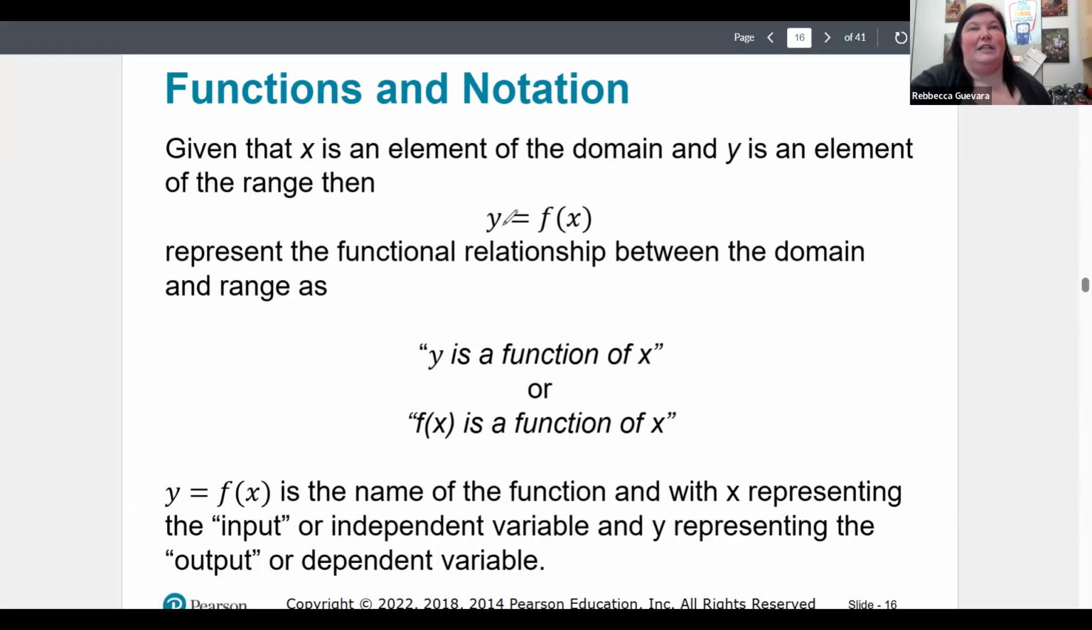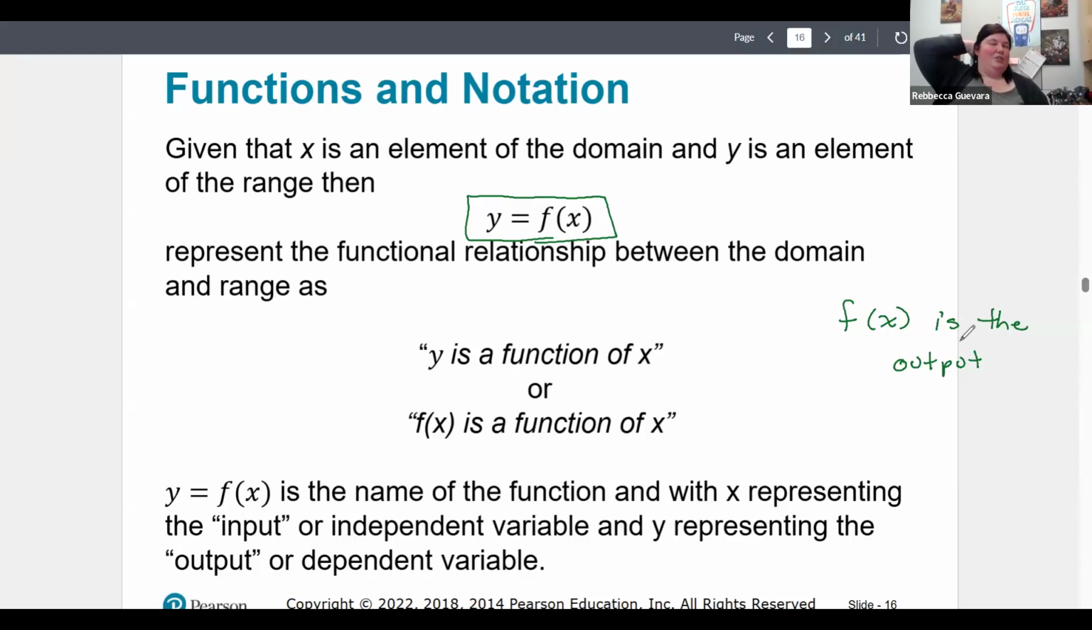So this gets a little confusing because this represents a function, but it also tells me that I can always replace y's with an f of x. So y equals f of x is the name of the function, with x representing the input, the independent variable, and y representing the output. Also, f of x is the output. So get kind of comfortable with the fact that you can just replace y with f of x.